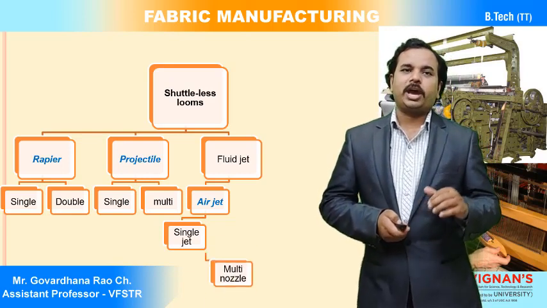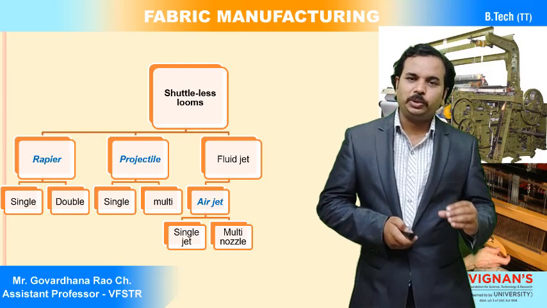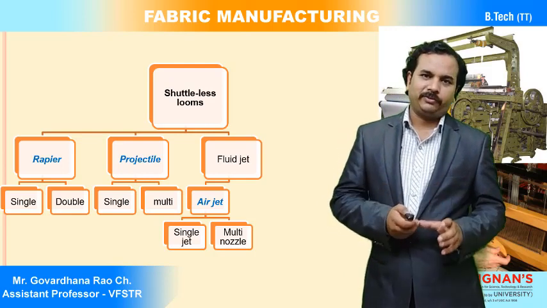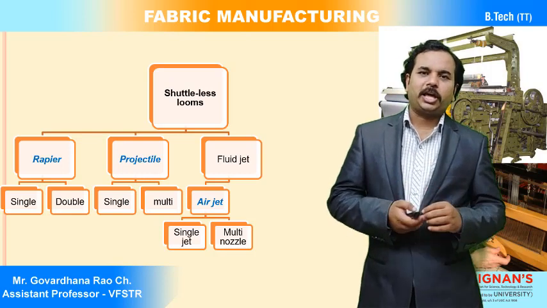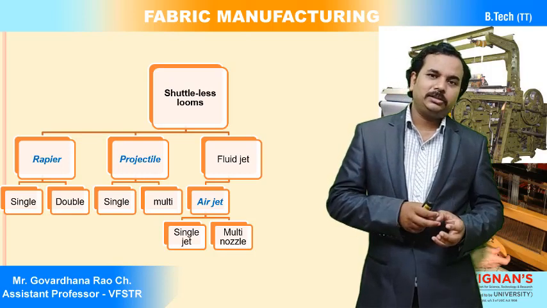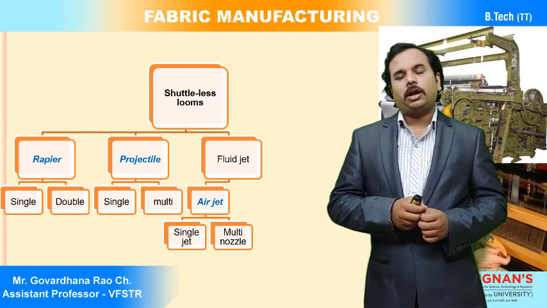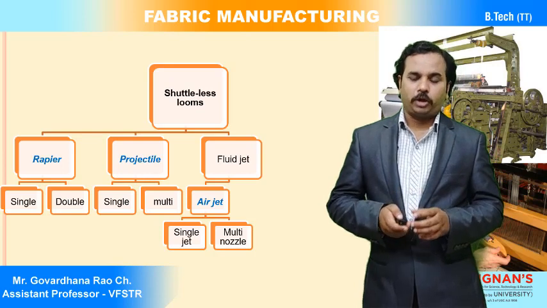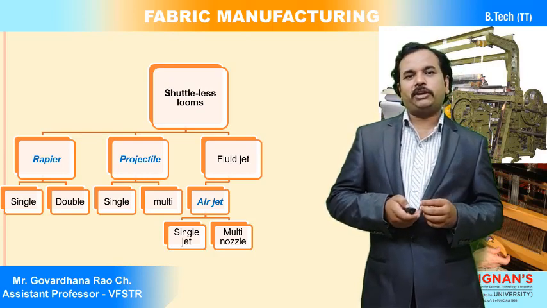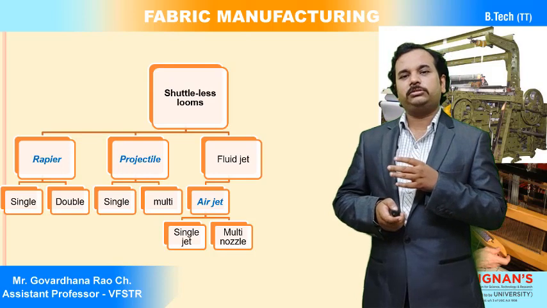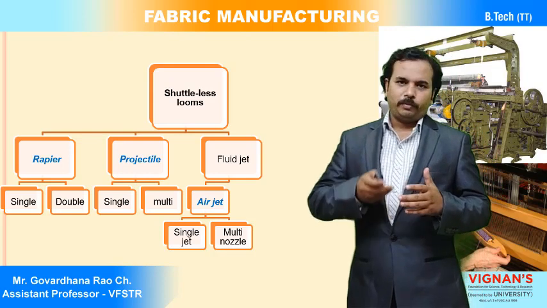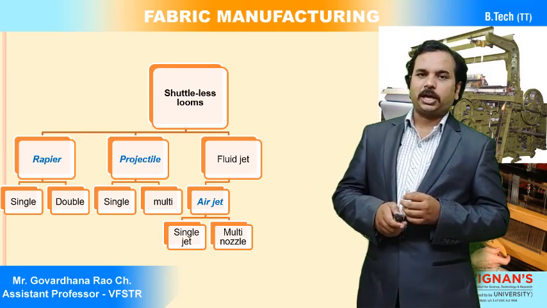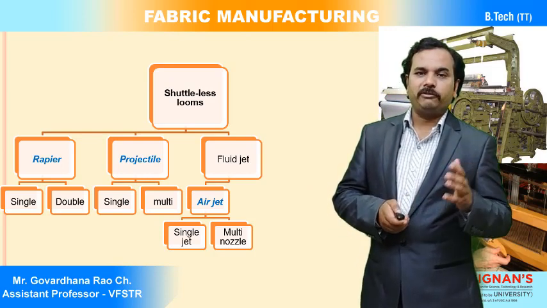Again, in the air jet we have classification, whether it is a single air jet we are using or multiple air jets. There are machines having a single air jet nozzle, and there are machines with multiple air jet nozzles also, so that the weft insertion will be done with the help of multiple jet nozzles. We will discuss the picking phases particular to each and every category.